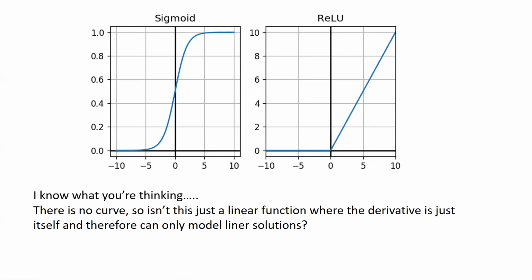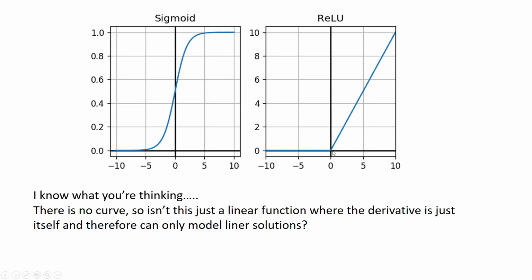So there's no curve though. I was telling you before that when we take the derivative between 2 points on a curve, we end up with a tangent. And quite clearly, if you took the derivative at any point along this ReLU function, there's no curve here, so there's going to be no tangent. In fact, if you take the derivative of a straight line, it's just the line itself.